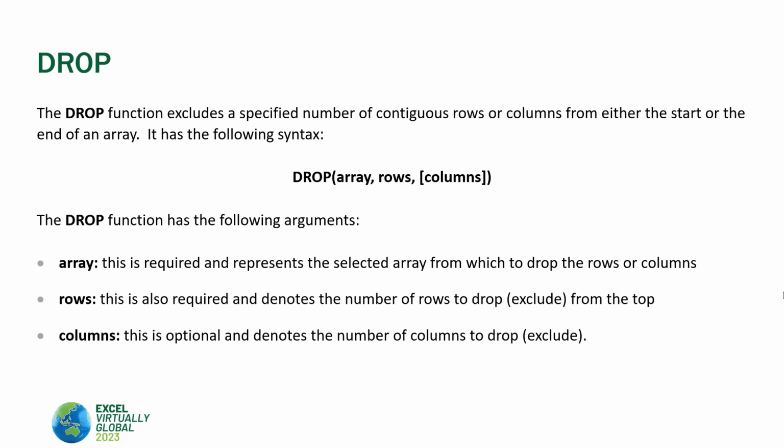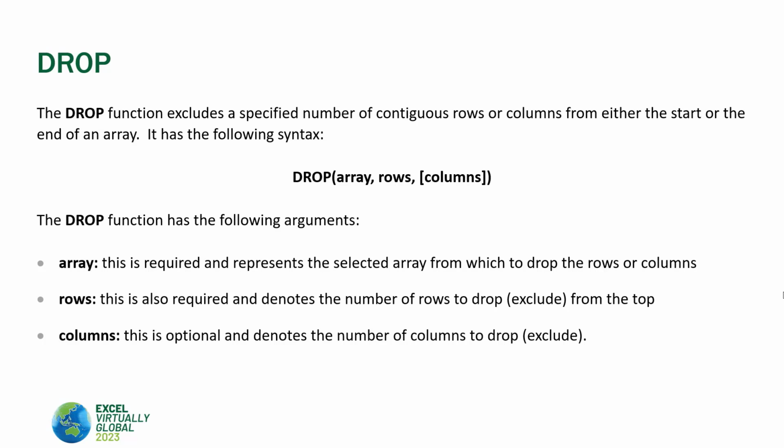Now, as I say, the DROP function has the following arguments. Let's go through them. Array. This is required and represents the selected array from which to drop the rows or columns. Rows, Microsoft says is required, but as long as you've got one of rows or columns, it's okay, and denotes the number of rows to drop or exclude from the top. Now, if that number is negative, the value is dropped from the bottom of the array. Columns, on the other hand, is optional if there's a rows and vice versa, and denotes the number of columns to drop or exclude. If this number is negative, the value is dropped from the end of the array.